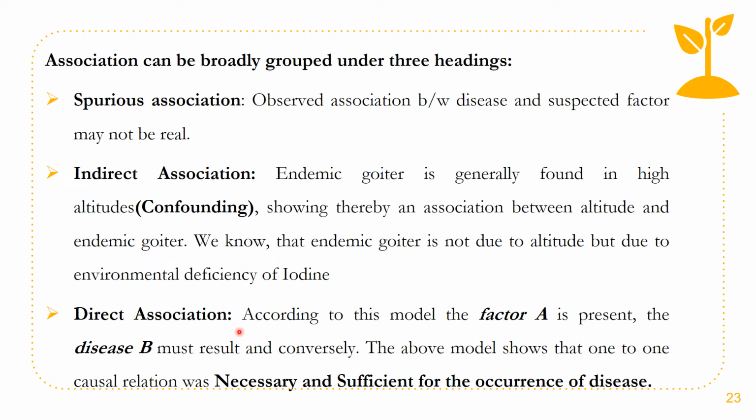Then direct association. Here, according to this model, the factor A is present, the disease B is also present. And conversely, if B is there, then A will also be there. The above model shows that one-to-one causal relation was necessary and sufficient for the occurrence of disease. But most accepted is direct association, but there will be indirect and spurious association.